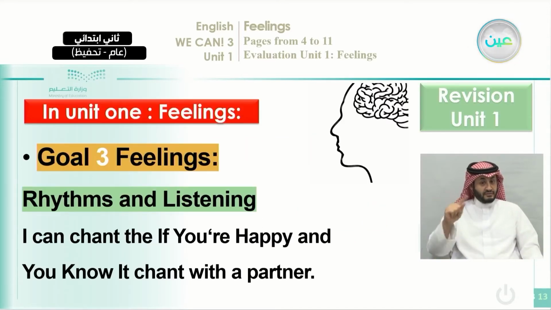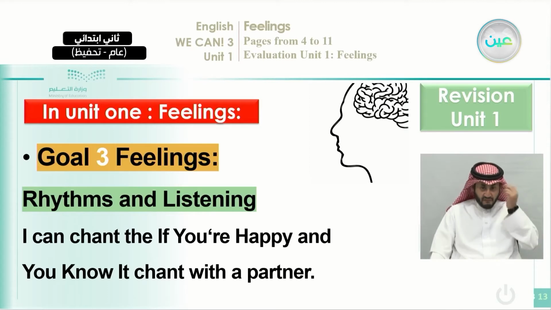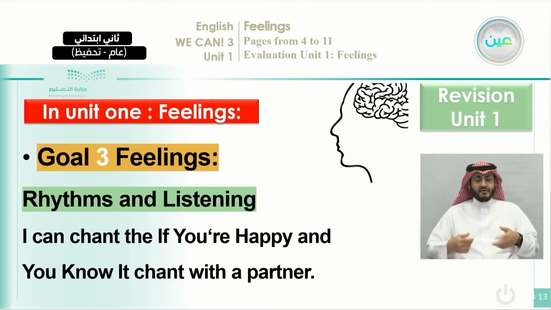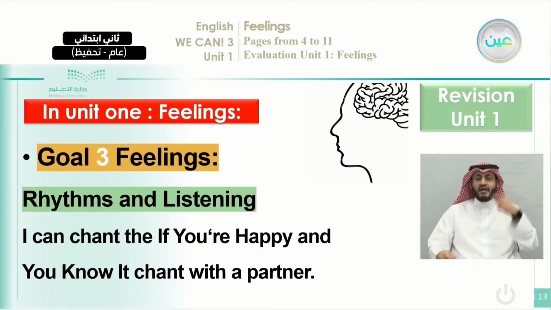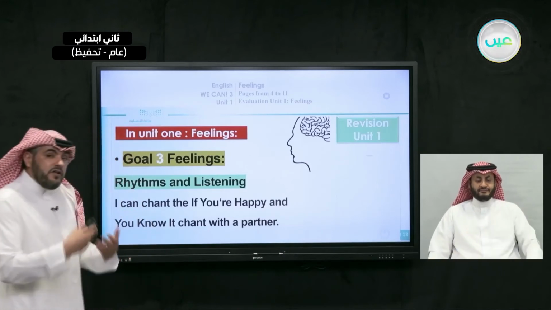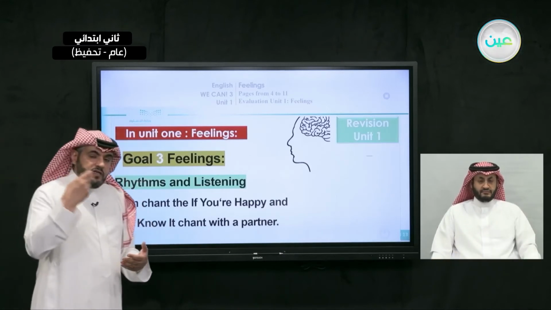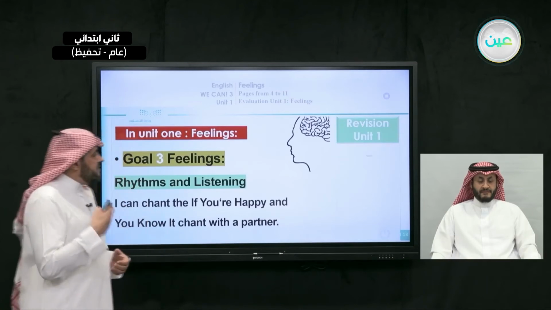Okay. So goal number 3 in rhythm and listening: I can chant "If You're Happy and You Know It" with a partner. Can you do this chant? If you can't, it is very easy. You can go to your book and scan the QR code that is available there in unit 1, and you can get the audio for this chant, and you can listen to it many times until you memorize it, and you can chant it.